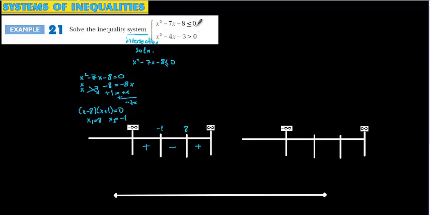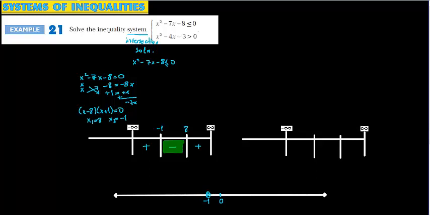Here it is written less or equal to 0. If it is less or equal to 0, it means that we are going to shade the negative parts. So negative means minus parts. So I'm going to shade that part here like this. Then this is the solution interval of the inequality x squared minus 7x minus 8 less or equal to 0.